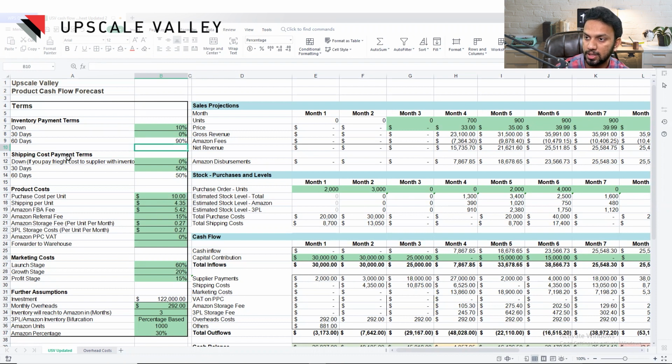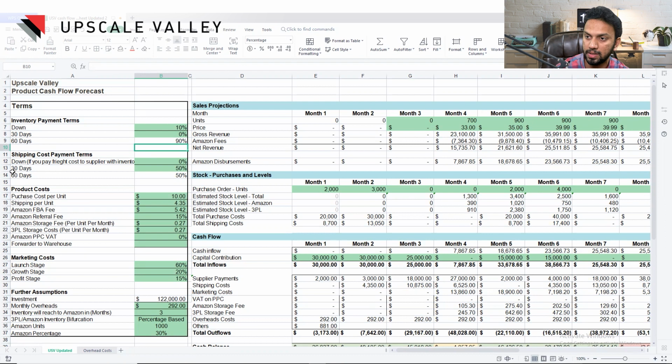And then here is the shipping cost payment. Here is the down payment. Let's say you are paying your freight cost to your supplier, and you have got the DDP price, and the supplier is going to manage your production and your shipment. In that case, some people pay the freight cost at the time of down payment or at the time of contract as well. So it is written for those people.